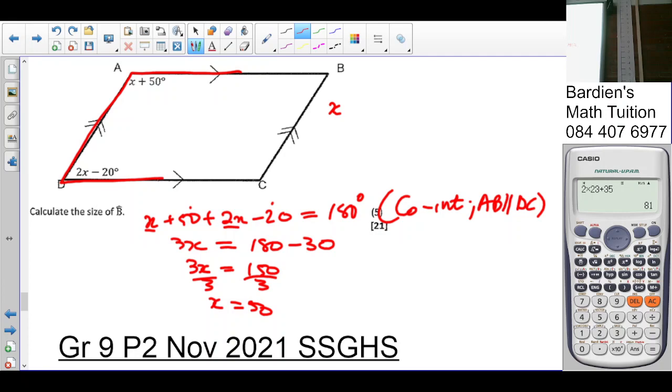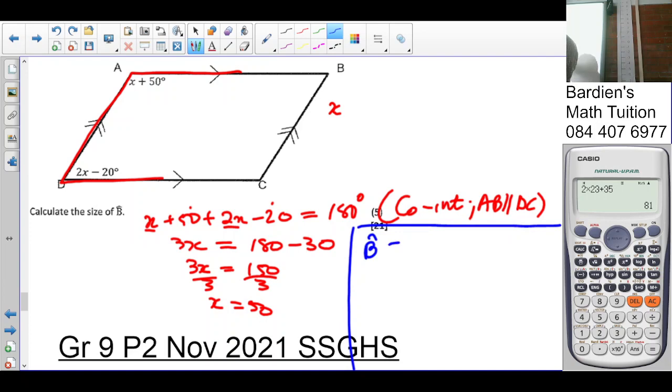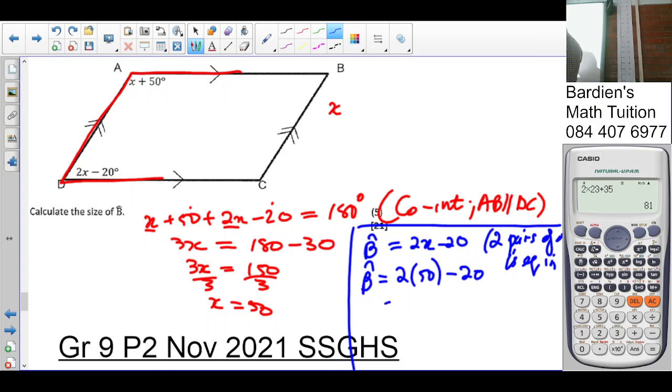But we know that angle B is also equal to 2x minus 20. Why? Two pairs of opposite angles are equal in a parallelogram. So therefore angle B is equal to 2 times 50 minus 20. What's 2 times 50? 100. 100 minus 20? Yes, Michael?